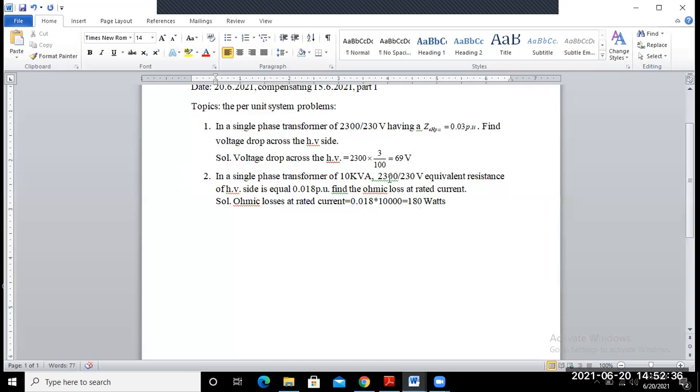This is very easy if you remember that the equivalent impedance in per unit gives the voltage drop across the high voltage side or the LV side. Similarly, the equivalent resistance provides us the ohmic losses at the LV or HV side. This is a very small problem, you can practice it at home.